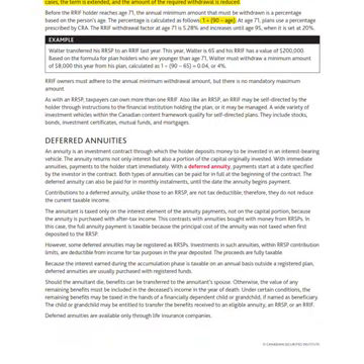Deferred annuities. An annuity is an investment contract through which the holder deposits money to be invested in an interest-bearing vehicle. The annuity returns not only interest but also a portion of the capital originally invested. With immediate annuities, payments to the holder start immediately. With a deferred annuity, payments start at the date specified by the investor in the contract. Both types of annuities can be paid for in full at the beginning of the contract. The deferred annuity can also be paid for in monthly installments until the date the annuity begins payment.